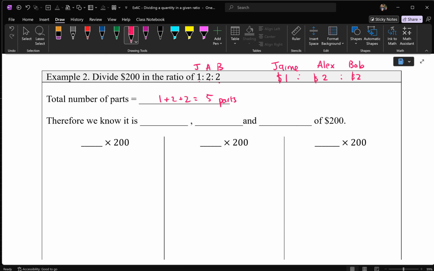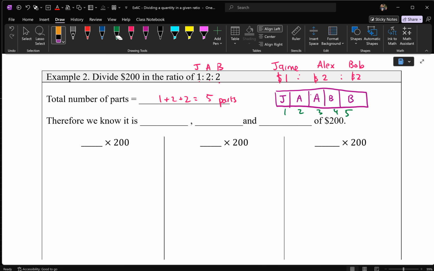So if you were to draw a picture for this, think of it like this. Jamie puts in 1 part, so I'm going to do J for Jamie. Alex puts in 2 parts, so Alex 1, Alex 2. Bob puts in 2 parts. But you can see that if we count the number of parts there, that's 5 in total. 1, 2, 3, 4, 5. True? So that's how much they put in so far.